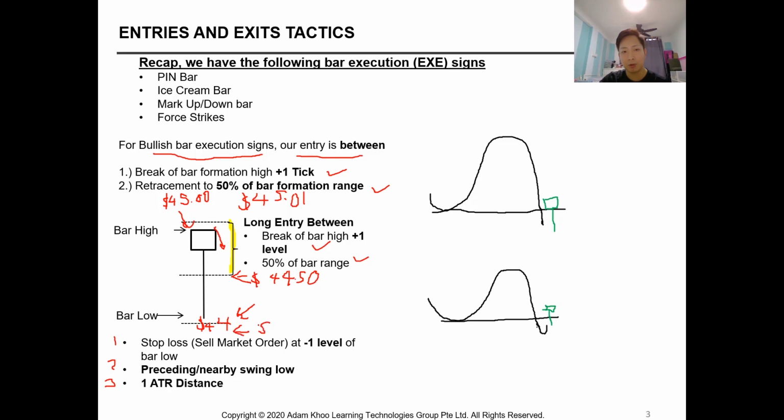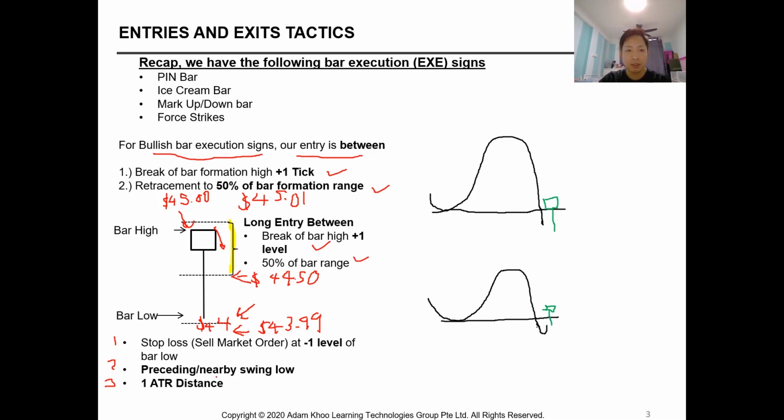If it's one tick below, that will be $43.99 because it's one tick below. So this is a method of putting a stop loss just one or two ticks, right? Just one tick or two ticks below the bar low. Okay, if you want to follow the rules strictly, you can just put one tick.